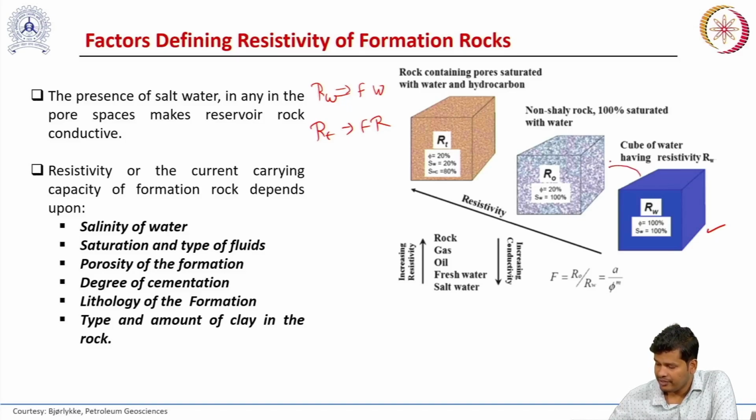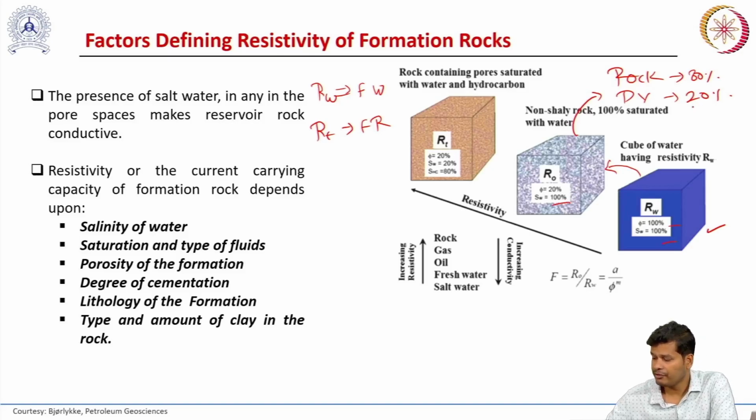Now, when you move from this cube, here we see the porosity is 100%. That means we have 100% pore volume in this cube. There is no rock, and saturation is 100%. So it is essentially a cube of formation water. But in this cube, the porosity is 20%. That means the rock matrix is now 80%, and the pore volume is only the 20% part. But saturation is still 100%. So this 20% pore volume has 100% formation water. So this rock can still conduct electricity.